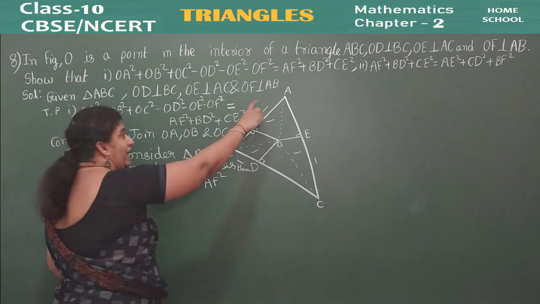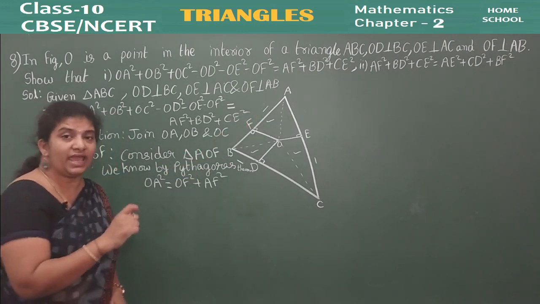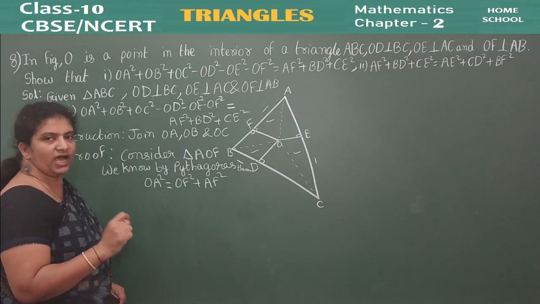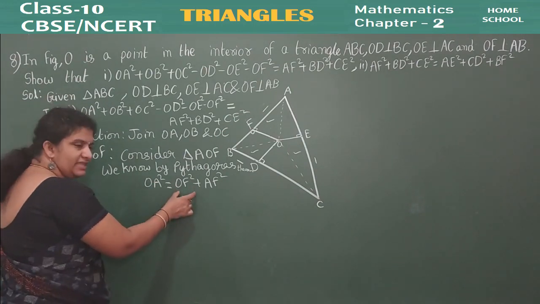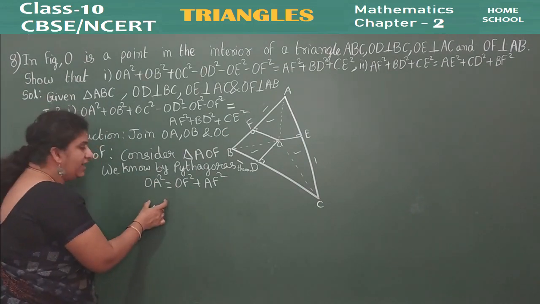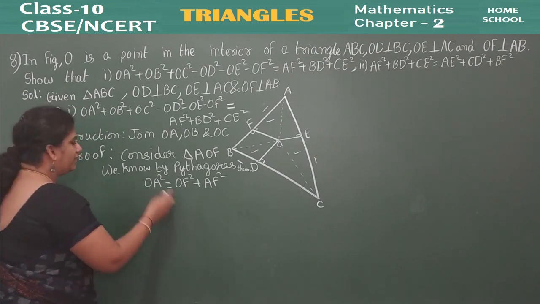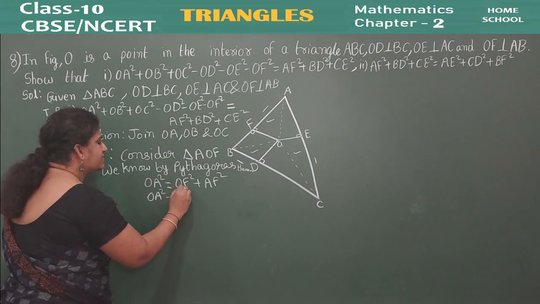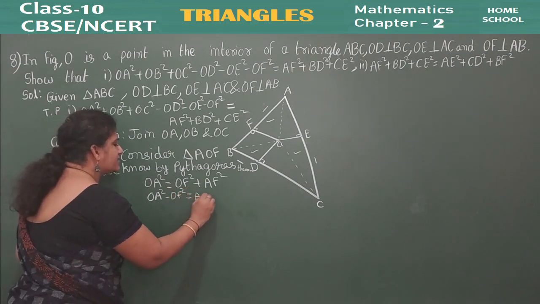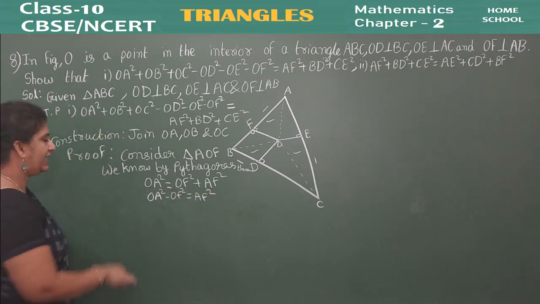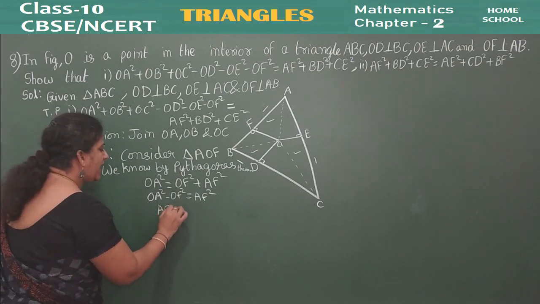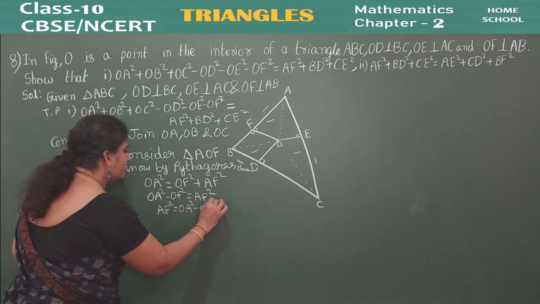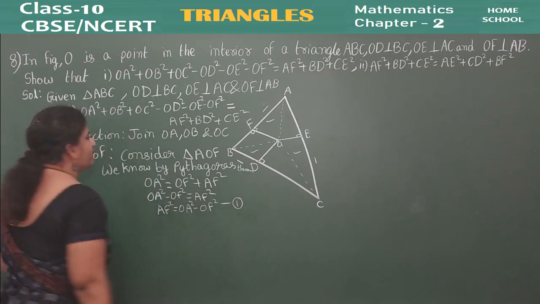I need AF square, children, so rearrange the equation. How will you rearrange? Send this OF square to the other side. It will be subtracted. That is OA square minus OF square is equal to AF square. Reversed, AF square is equal to OA square minus OF square. Mark it first equation.